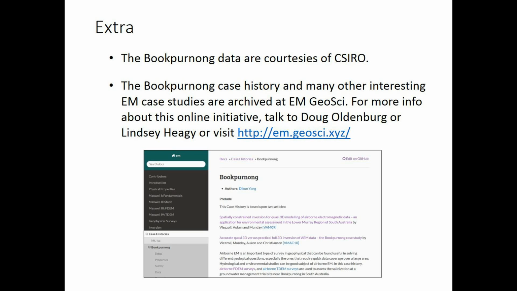So just extra stuff, we sent CSIRO the dataset, and also this case history is archived on an online initiative called EMGSI. So please visit this site. This is actually a collaborative online, open source EM case study database. So yeah, just talk to Doug or Lindsay if you want to learn more.